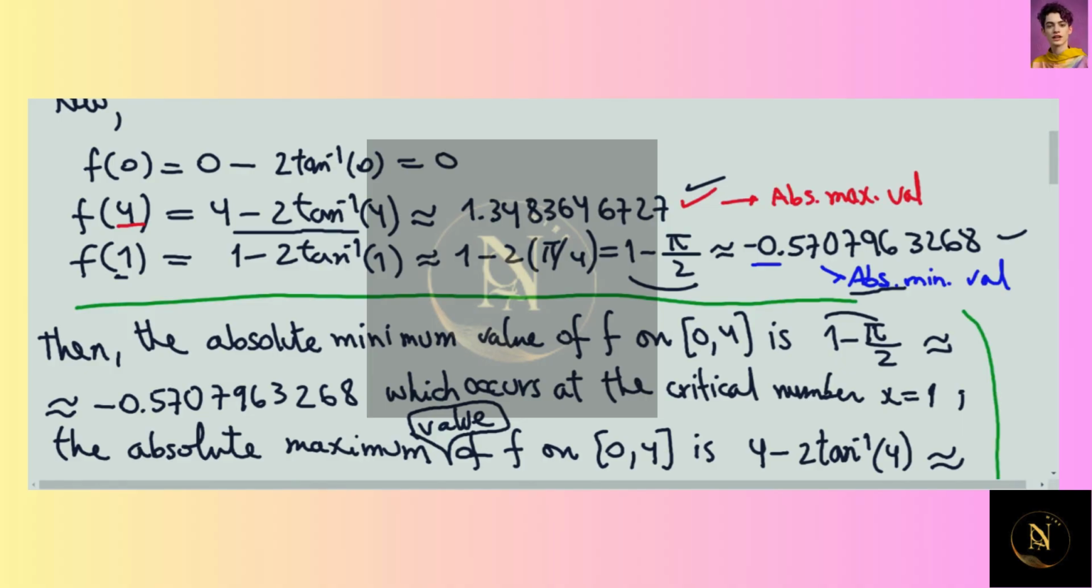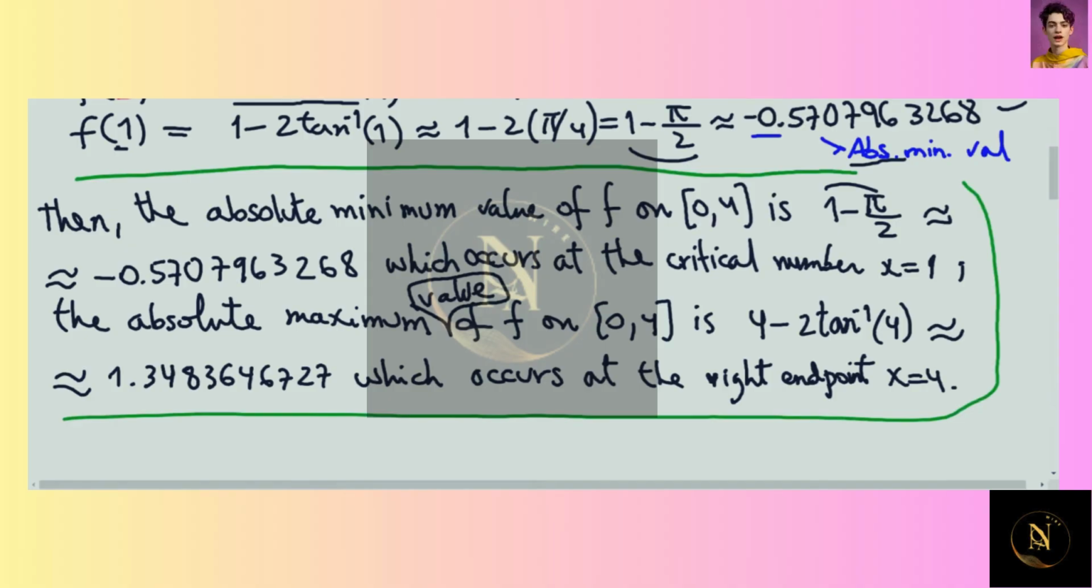That's the largest value we found, and the smallest value, which is 1 minus pi half, approximately equal to negative 0.5707963268, is then the absolute minimum value of the function over the interval [0, 4], and it occurs at the critical number x equal 1. And so this is the final answer to the problem.